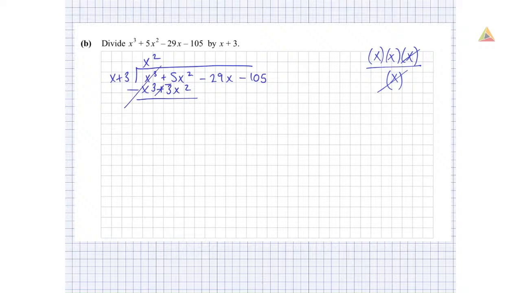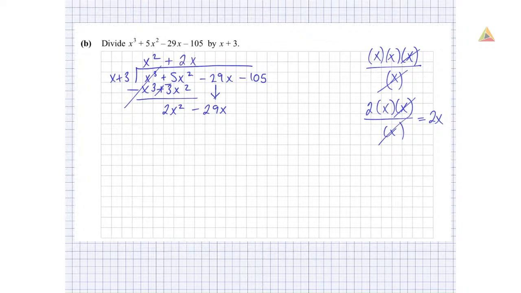So we can get rid of the x cubes. 5x squared take away 3x squared gives you 2x squared. Now we're going to bring down the minus 29x and we're going to start again. So this time we're going to divide x into 2x squared. So 2x squared is 2 by x divided by x. So we get rid of them and we're left with 2x. So that's what we're going to put on top. So it goes plus 2x.